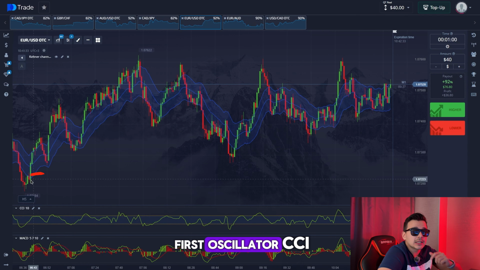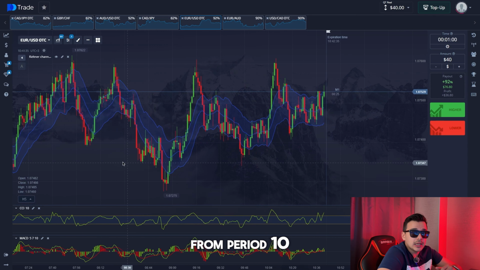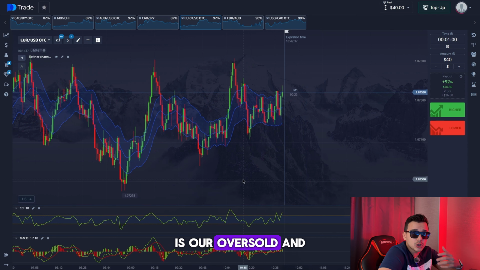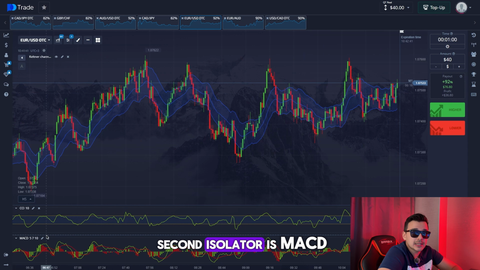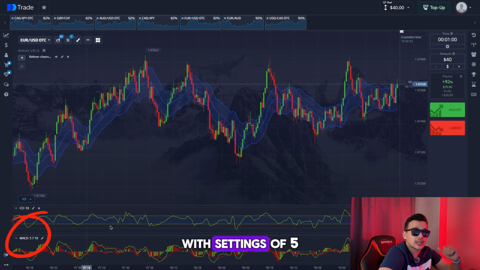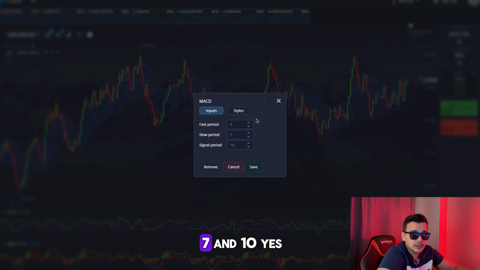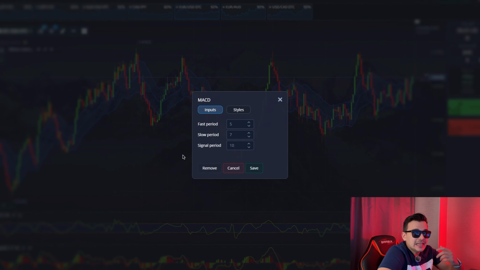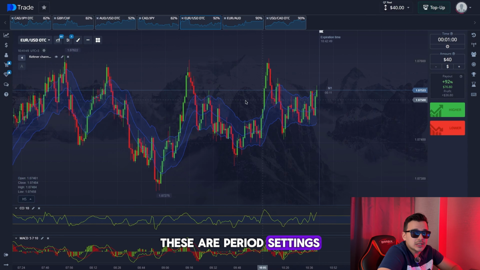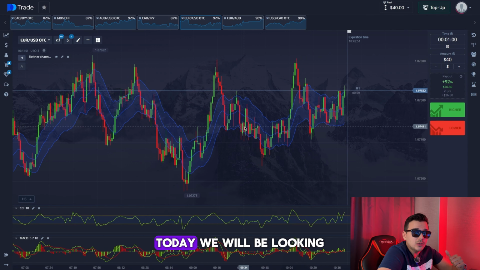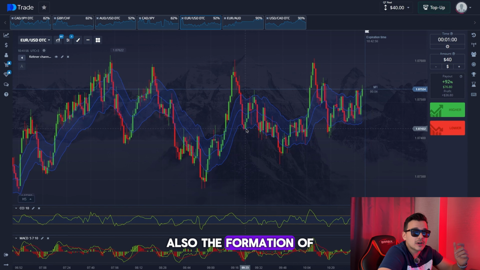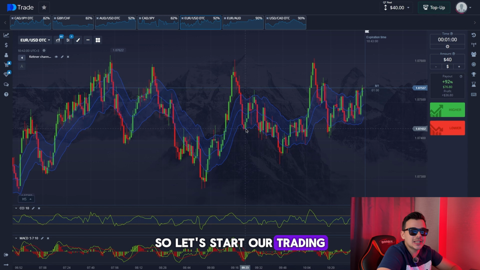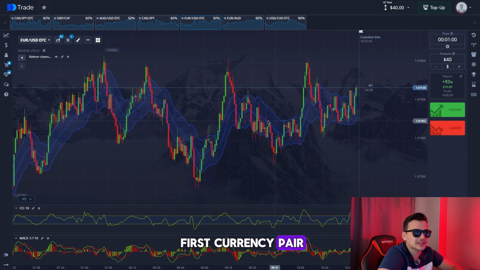The first oscillator, SSI, from period 10 is our oversold and overbought zones, yes. And also the second oscillator is MACD with settings of 5, 7 and 10, yes. These are period settings. And in general today we will be looking at the volume of movement, trend reversals, also the formation of new points of extremum. So let's start our trading and pick up our first currency pair.